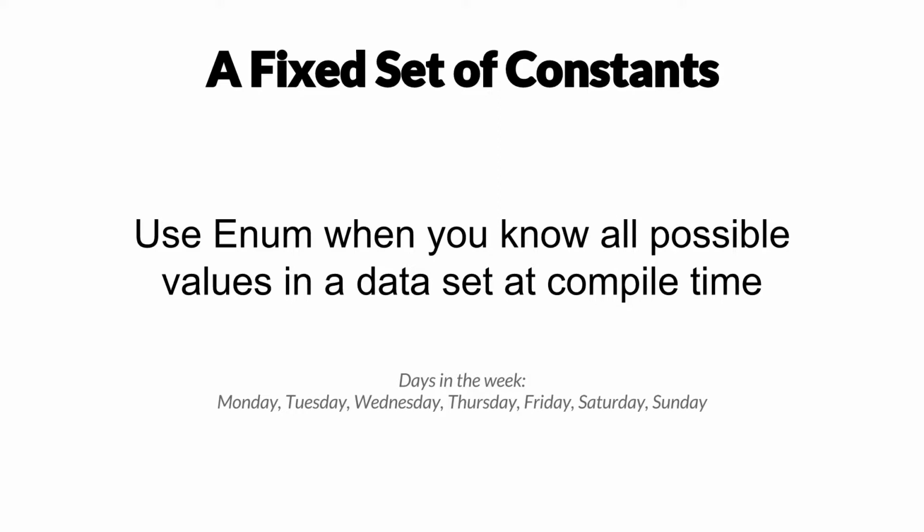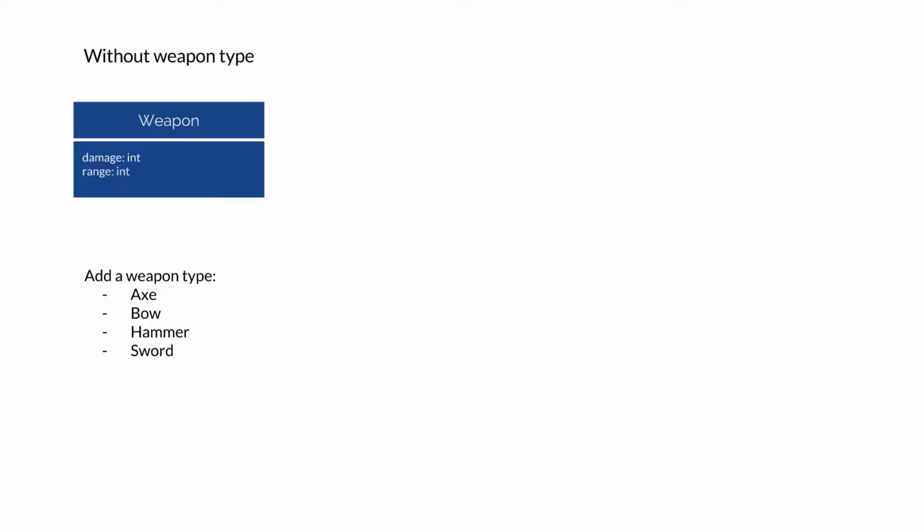Now let's jump to our example to illustrate this. We have a class Weapon that has two fields, damage and range, both integers. And it doesn't have a weapon type, and we would like to add one. Let's say this is some game. We have some functionality where certain character classes fare better with certain weapon types. So we'd like to give Weapon this new field, weapon type, right? And we know that our game is going to have 4 weapon types: axes, bows, hammers, or swords.